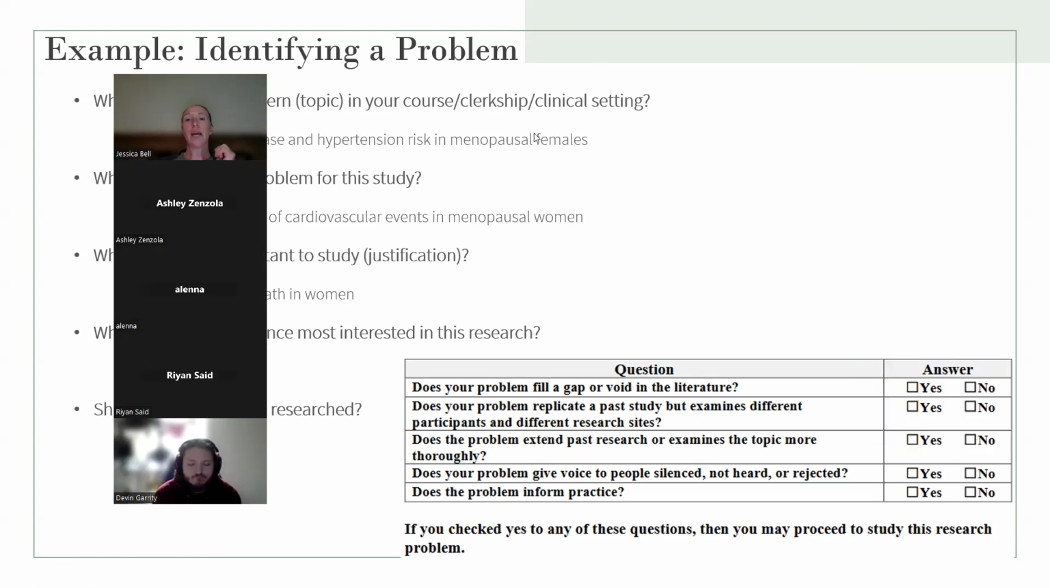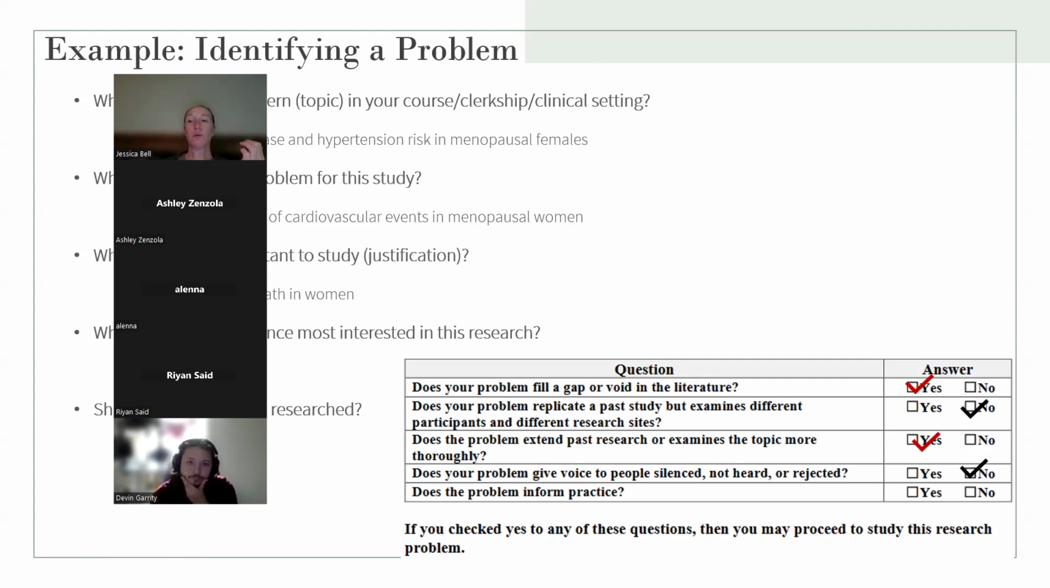Should this problem be researched? So does this fill a gap or void in the literature? I would say yes. They have a lot of data on men. They had a lot of data on early development in women and postmenopausal, but not really that menopausal section. Does your problem replicate a past study? No. Does the problem extend past the research or examine the topic more thoroughly? Yes. It's building on previous research.